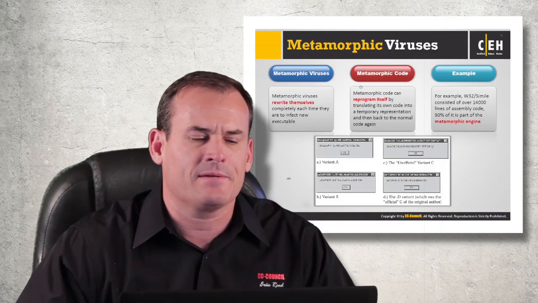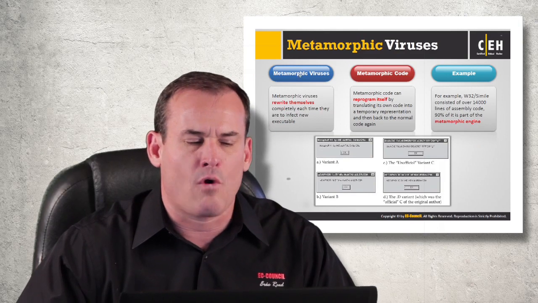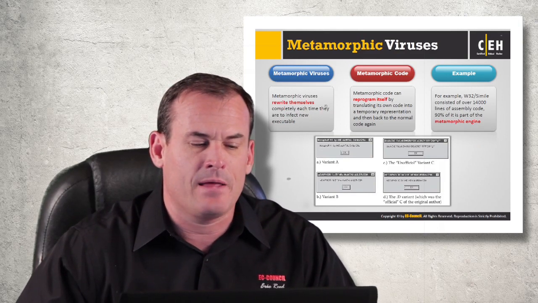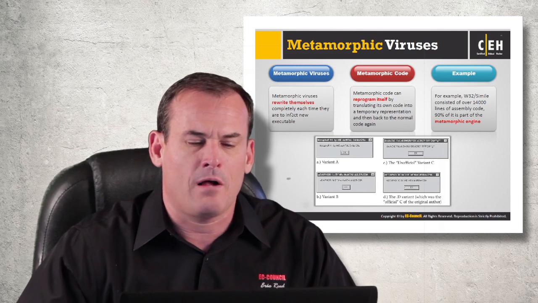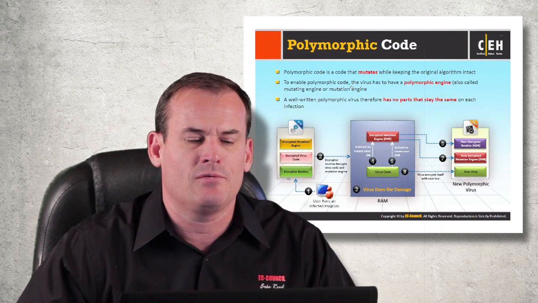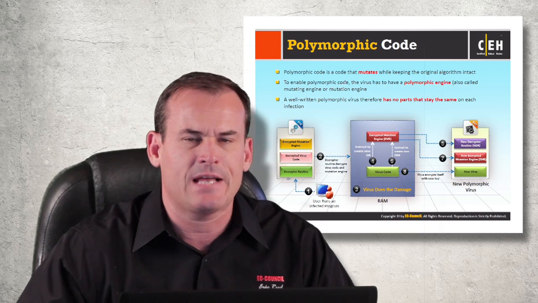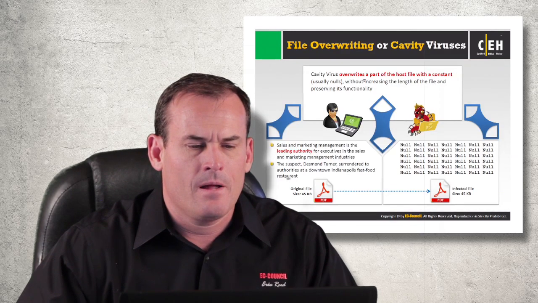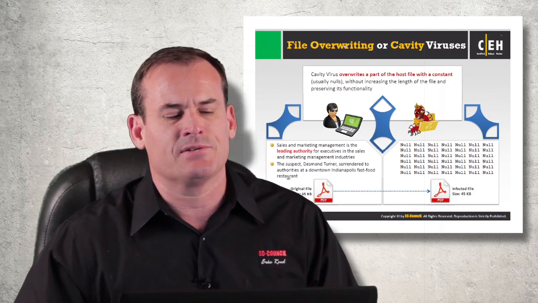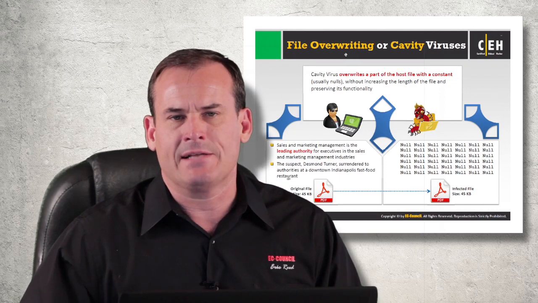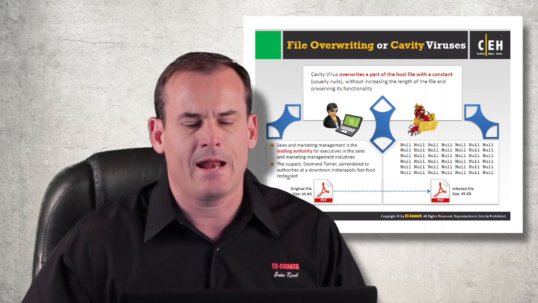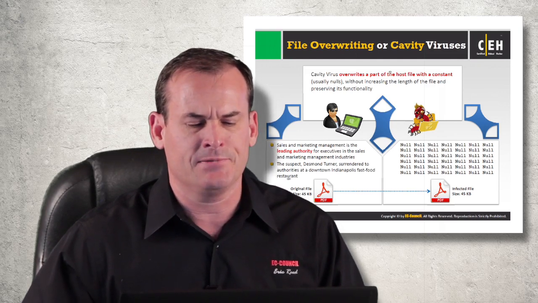All right, so metamorphic, same idea. Metamorphic viruses rewrite themselves completely each time they are to infect a new file, where polymorphism actually has a mutation of the original code. So same idea, a little bit different methodology on that. All right, file overwriting or cavity viruses. A cavity virus hollows out part of the file, overwrites it with constants and so forth, and actually can preserve the file size.